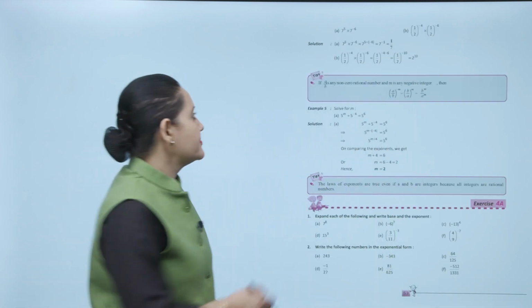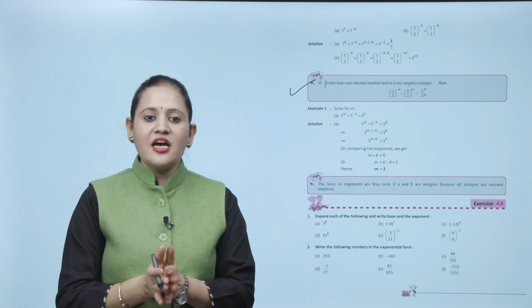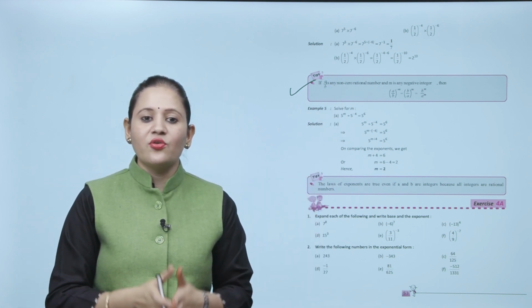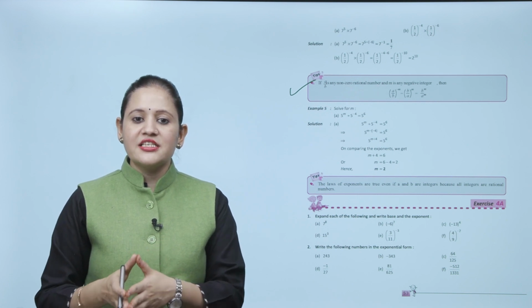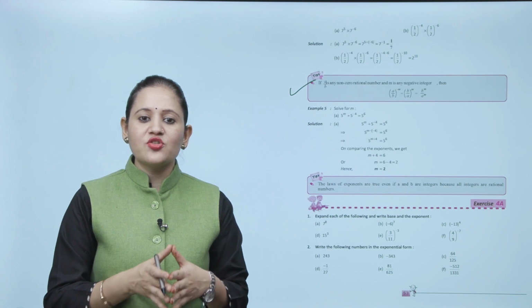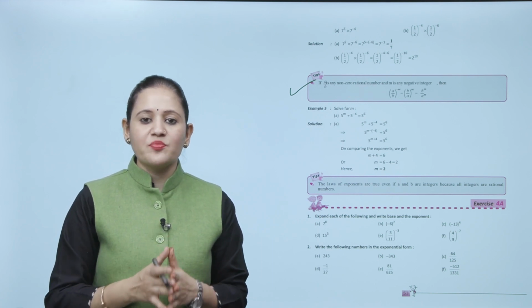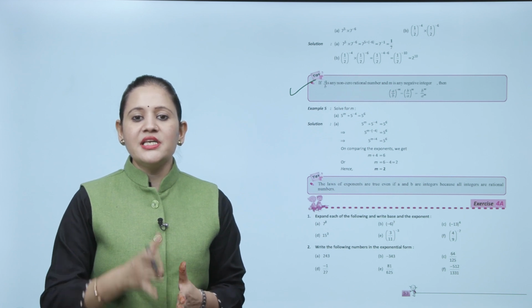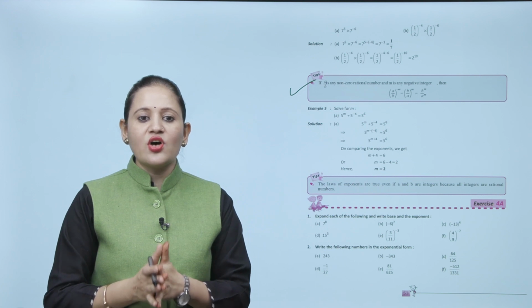Next, tips. If a upon b is any non-zero rational number and m is any negative integer, then (a upon b) to the power minus m equals (b upon a) to the power m, or we can write b to the power m upon a to the power m. Now we'll take an example. Solve for m.